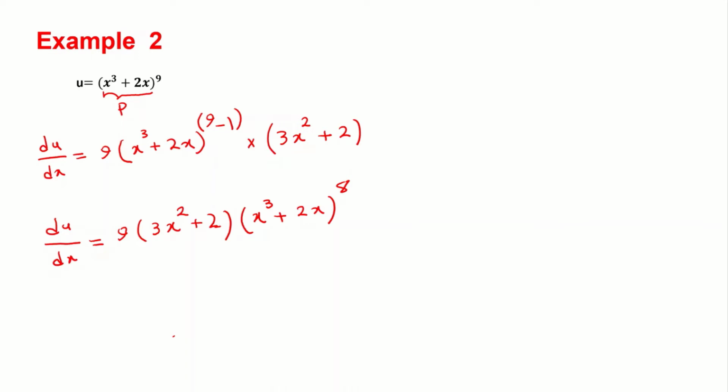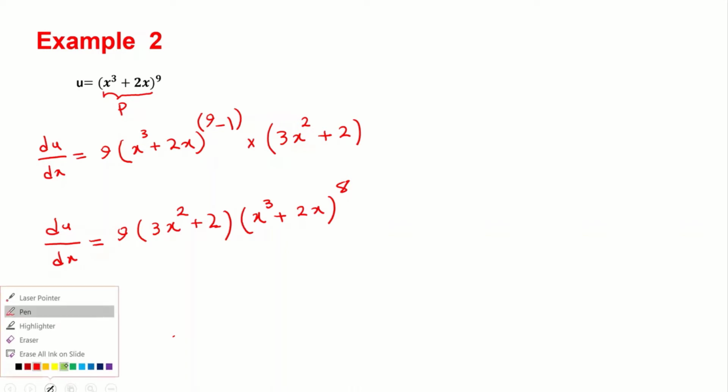We first assume that we have an inner function, which is x cubed plus 2x, and an outer function, which is the whole function to the power of 9. First we use the power rule, assuming that x cubed plus 2x is p to the power of 9. Based on the power rule we have 9 times (x cubed plus 2x) to the power of 9 minus 1, and then we took the derivative of the inside function, which is 3x squared plus 2, and at the end we get the final answer, which is here.